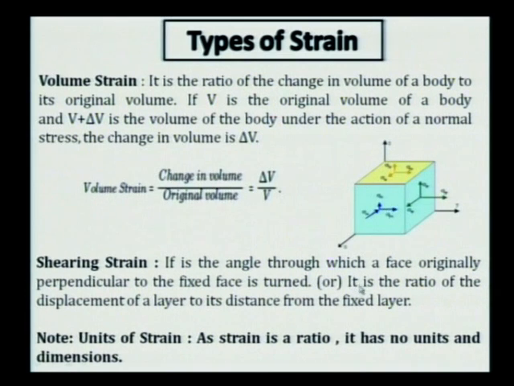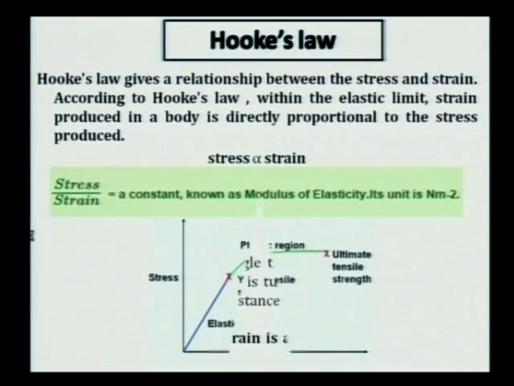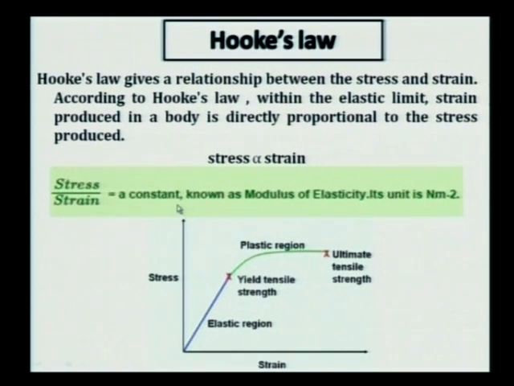Shearing strain is a ratio of lateral displacement of a body to the displacement of a lateral layer from the fixed layer. Then in case of all types of strain, there is no unit because it is a ratio of the same type of physical quantities. Then Hooke's law: within elastic limits, stress is directly proportional to the strain. Therefore stress is equal to constant into strain, or stress divided by strain is equal to constant. This constant is called the modulus of elasticity. Stress is directly proportional to strain within the elastic limit only, and above the elastic limit the graph is not a straight line. This is called the plastic region.